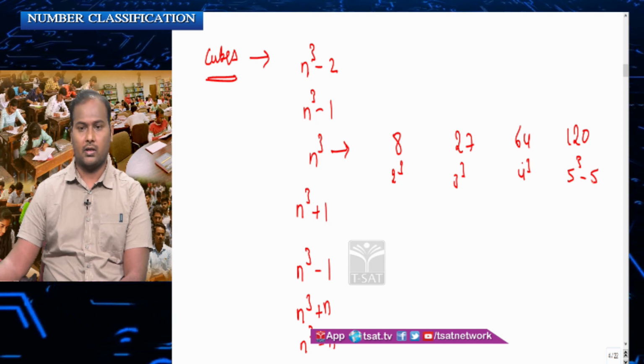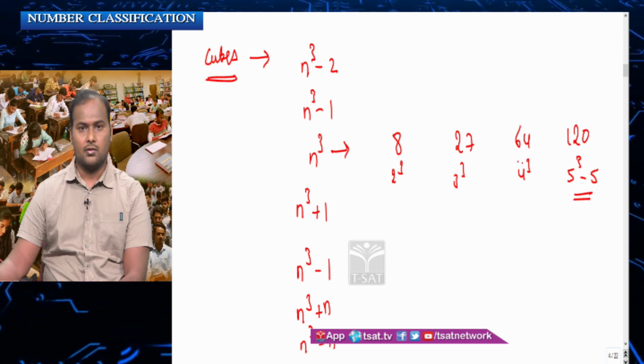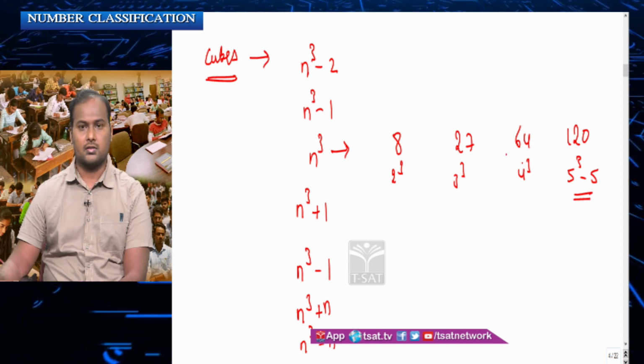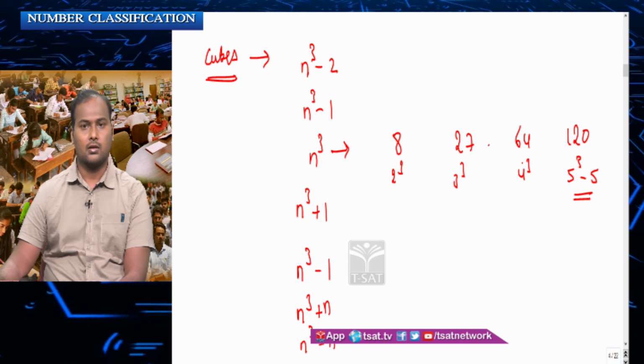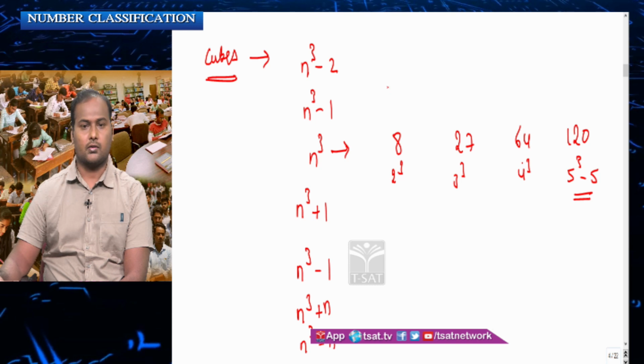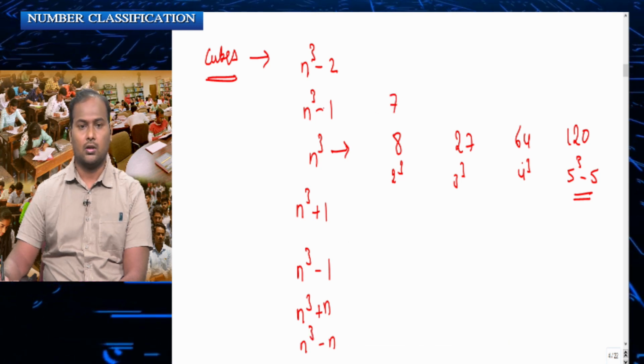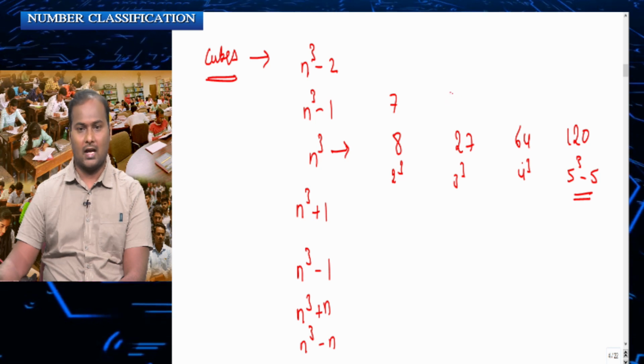This is n cube minus n format, this one. But you see, all the remaining ones are directly given as cubes. So the common character for all these numbers is cubes. Based on this you are classifying it. So in the exam, or in your notes, you just write like this: n cube minus 1, the value is near to n cube minus 1 as well.